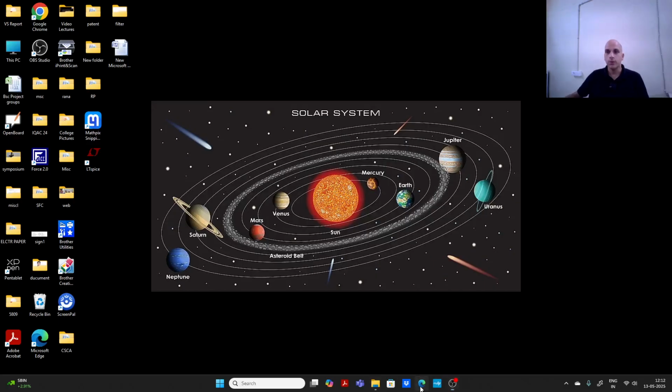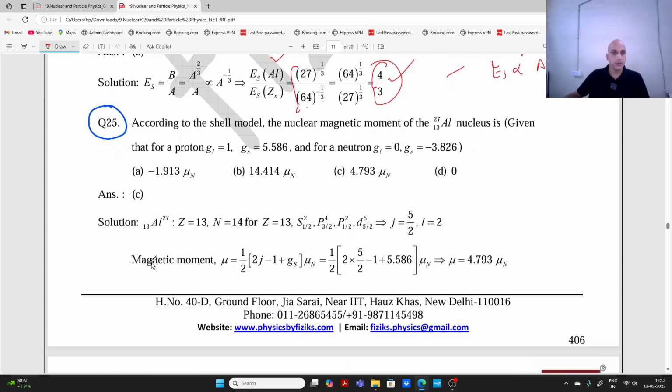Well, now I am going to the next question. The question is, according to the shell model, the nuclear magnetic moment of the 13 aluminium 27 nucleus. You are given the values of gL and gS for both neutron and proton. So this question is based on the application of the shell model for calculating the magnetic dipole moment of the nuclei.